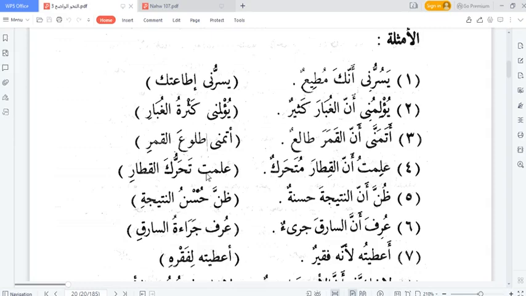So we have alimtu taharruk al-kitari. I know the movement of the train. You can see it corresponds in meaning with what we have here. So, side note, it's very important that you watch the previous class before watching this, meaning class 107 before watching class 108.